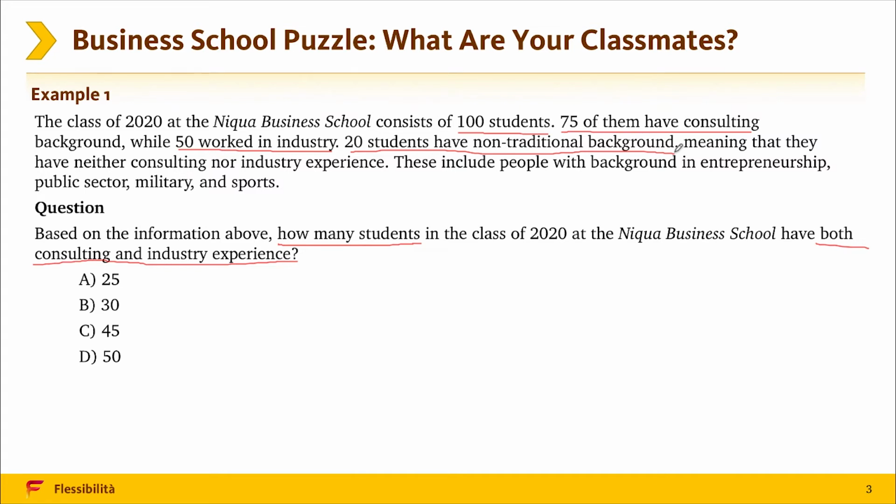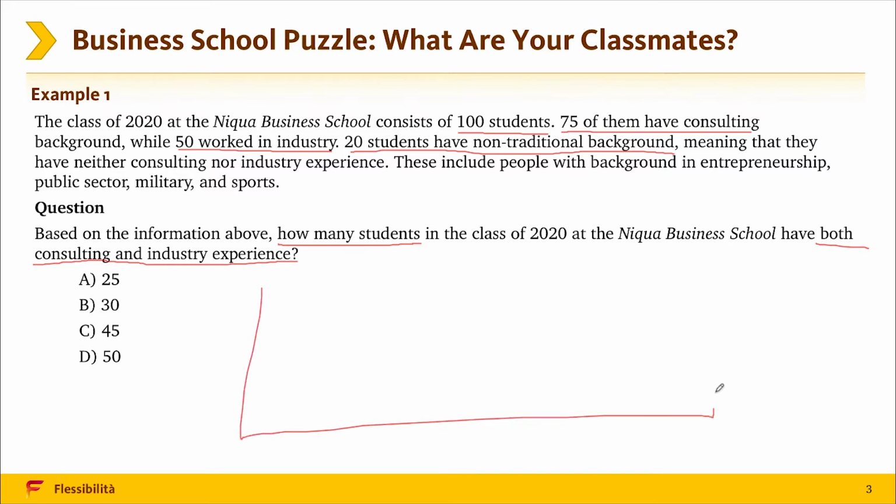75 of them have consulting background and 50 have industry background. And 20 students have neither consulting nor industry background. And the question is, how many of the students have both consulting and industry background? The best way to tackle this question is by using a Euler diagram.